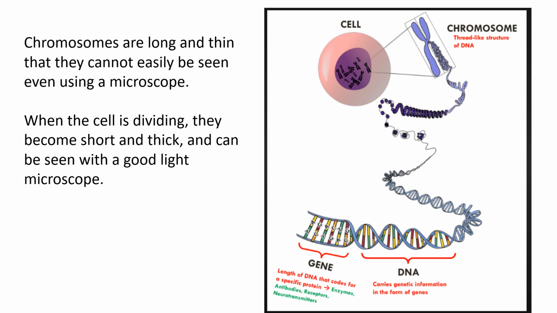Chromosomes are long and thin structures, so they cannot easily be seen even using a microscope. But when a cell is about to divide, they become short and thick. At that time, using a very good light microscope, chromosomes can be observed.